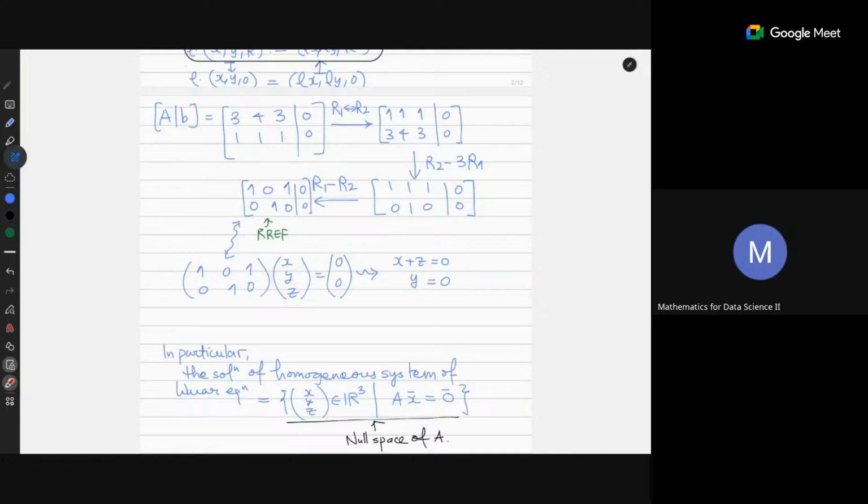So what does it mean? Whenever you have independent variables, that means you have infinitely many solutions to this system. So what are the solutions then? They are minus z, 0, and z, where z is in R. That is the solution of the above system.